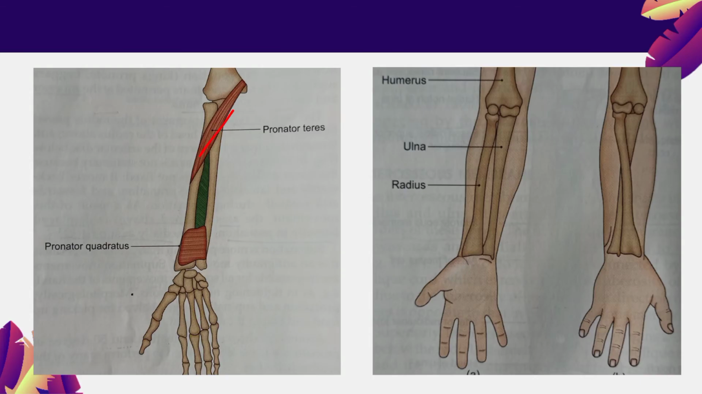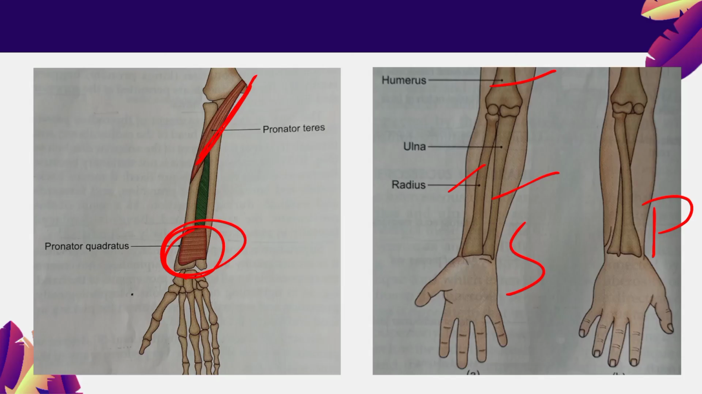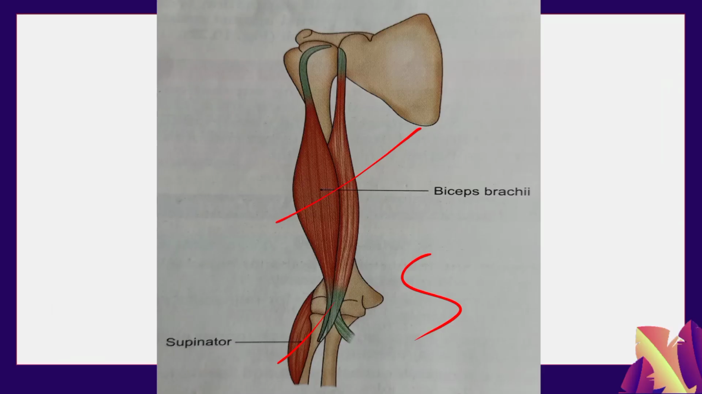So this is the pronator teres. This is pronator quadratus. This is the humerus. This is the radius and ulna. This is in supination. Here it is pronation. This is the biceps and supinator muscle for supination. Muscles of supination. Here, pronation muscles.